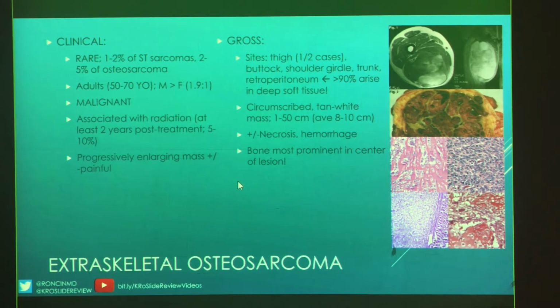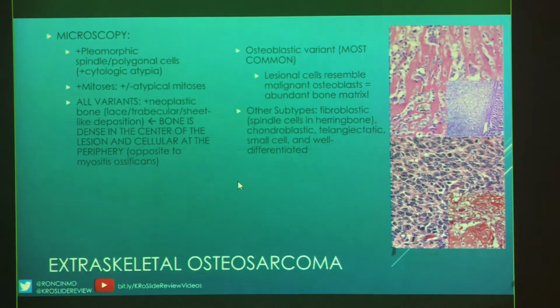These are well circumscribed tan white masses that have a huge range of size, from 1 to 50 centimeters, so anywhere from 1 centimeter up to almost 2 feet in size. The average is 8 to 10 centimeters, which is still a very large tumor. They may or may not have necrosis or hemorrhage. We saw hemorrhage in that one lesion. And the bony elements are most prominent in the center of the lesion. We didn't see bony elements, but I am getting to that.